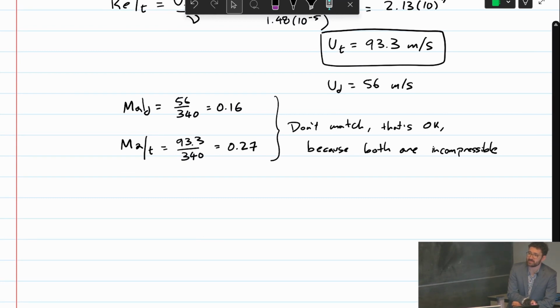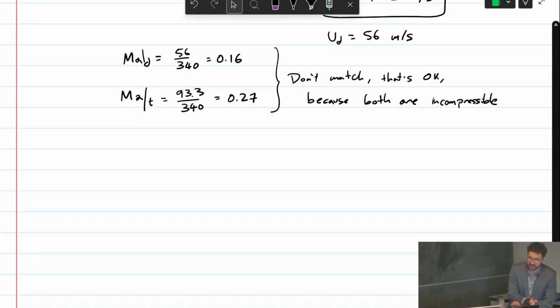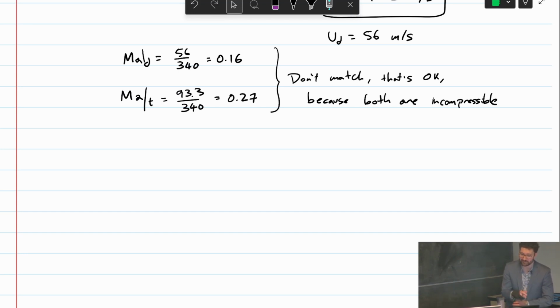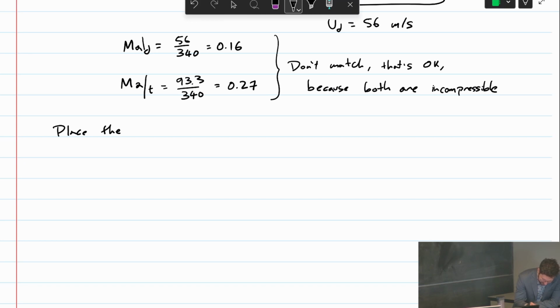Let's say now we wanted to test this exact same scale model, but in water. So you can test an aerodynamic device that's going to fly in air, but you can test it in water. You can test it in any fluid you want as long as your similarity parameters match. So place the same model in water.